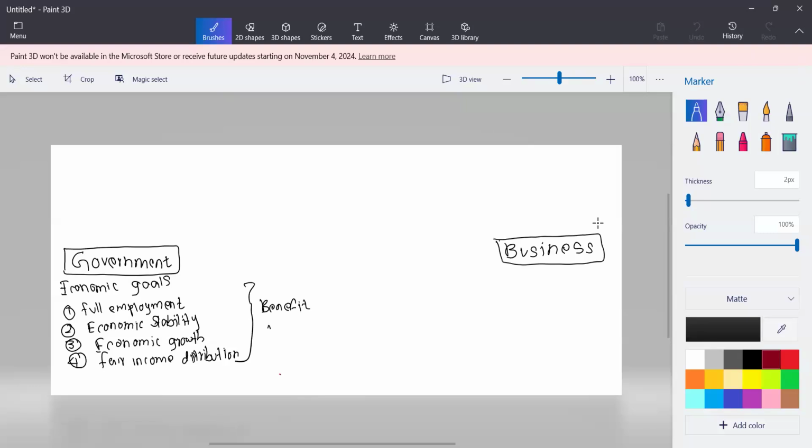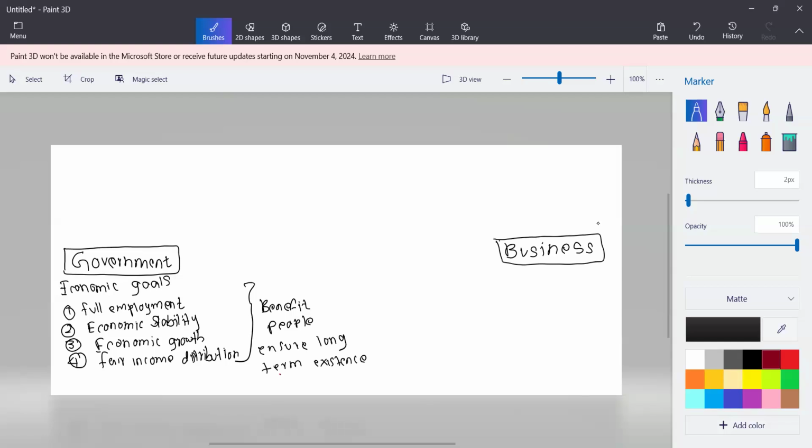Benefit people, right? And also, every government wants to ensure long-term existence, right? Benefit people and also ensure long-term existence. They have these goals. Okay, up to this, I hope your brain is clear of what I'm teaching, right?